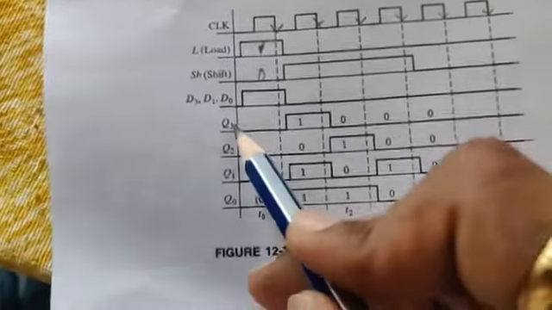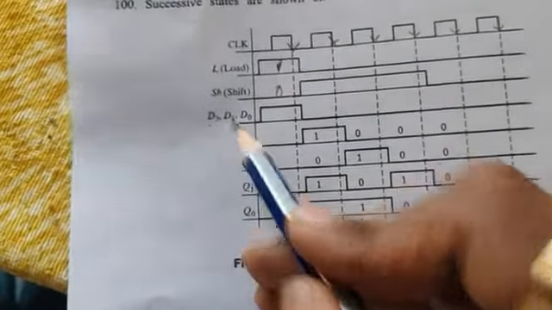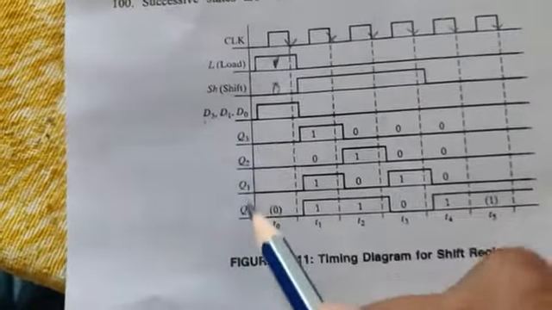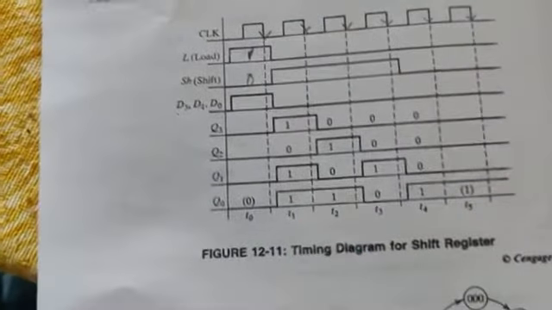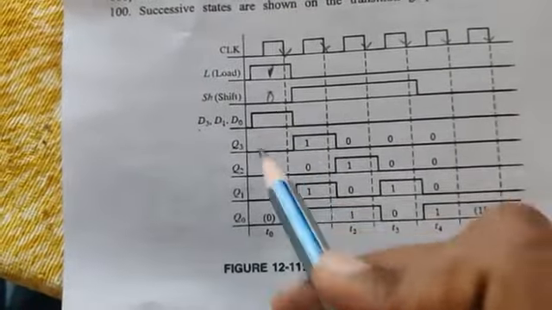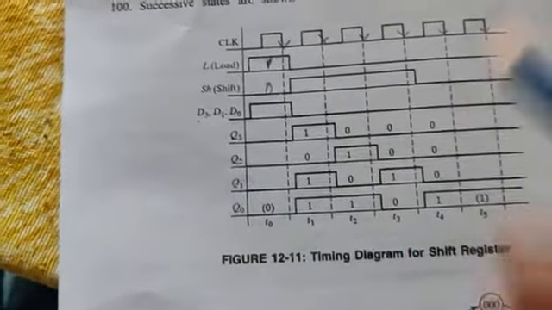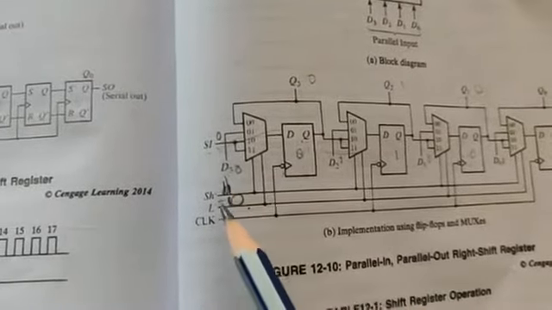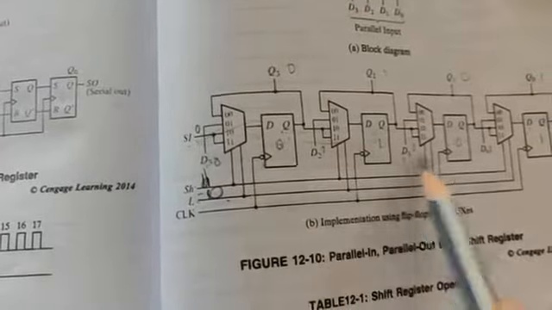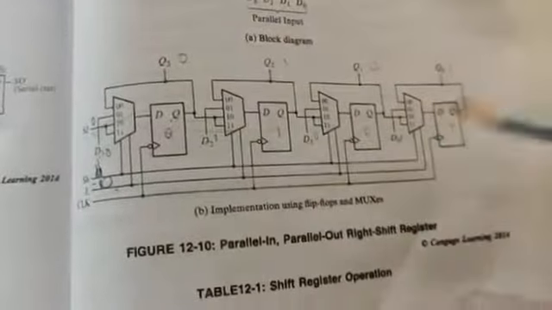Q3 accepts the data from D3, Q2 accepts the data from D2, Q1 accepts the data from D1, and Q0 accepts it from D0. It might be 1, 0, 1, 1. So this accepting of data is not a shift operation. It is directly loading the data. When load is high, D3, D2, D1, D0 will be sent into the flip-flops directly, parallelly.